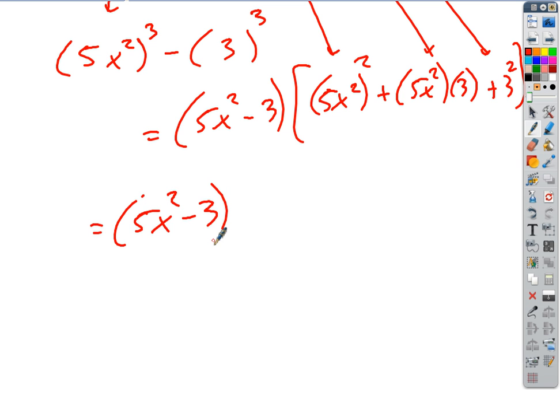5x squared minus 3 times. What is the quantity 5x squared squared? 25. Okay, good. 25 is the 5 squared. Then x squared squared is x to the 4th. Plus 15x squared plus 9.